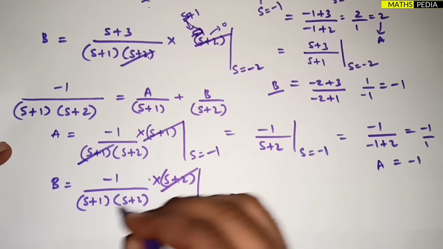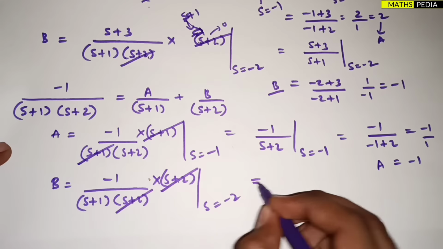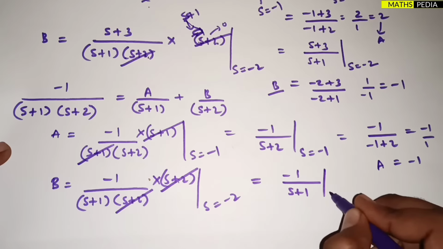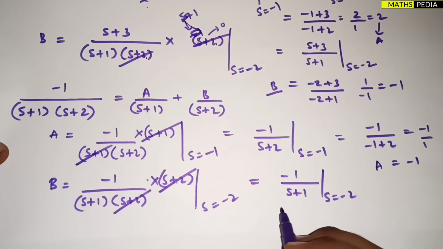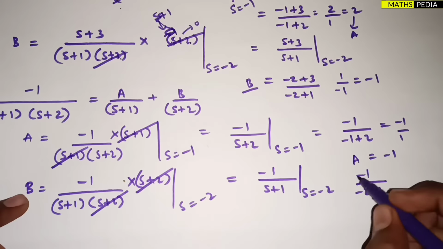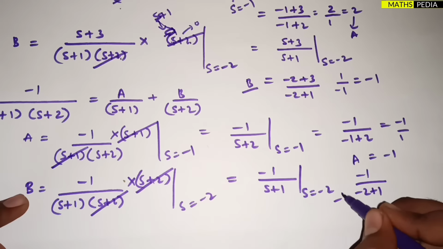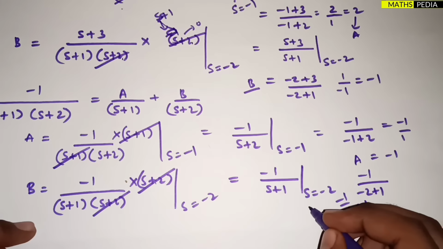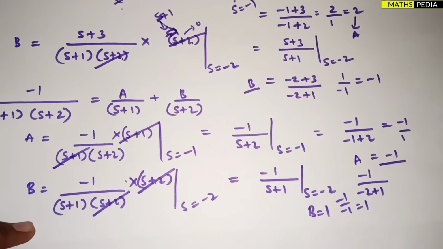Cancel first. Then you substitute the value. Cancel the terms. Then remaining minus 1 by s plus 1. Substitute s equal to minus 2. So what is the remaining term? Minus 1 by minus 2 plus 1. What is minus 2 plus 1? So it is minus 1. So minus 1 by minus 1 is 1. So I got b value as 1. b equal to 1, a equal to minus 1.